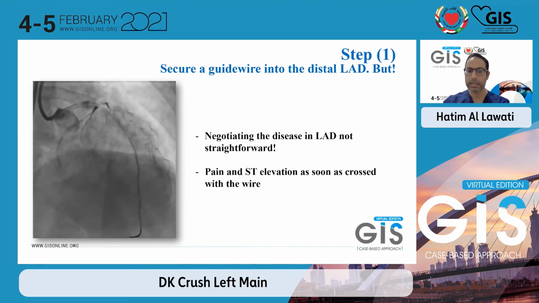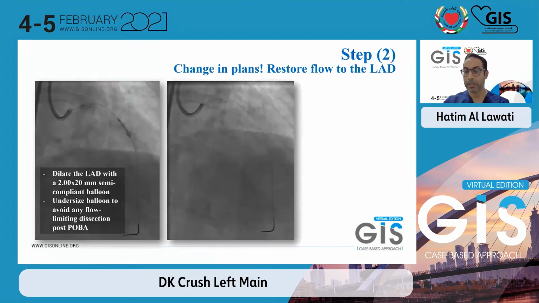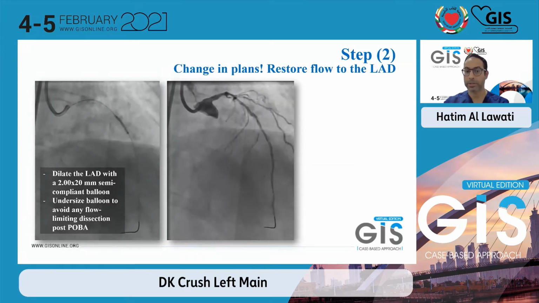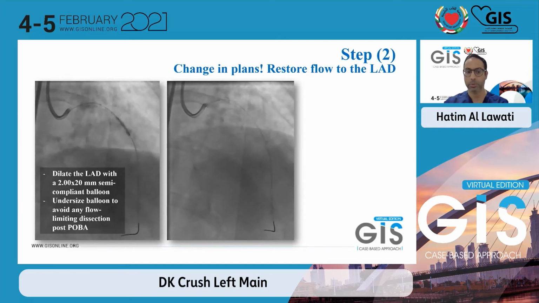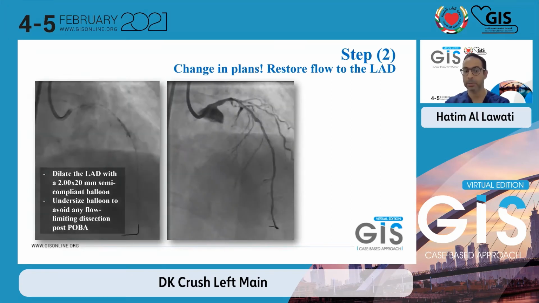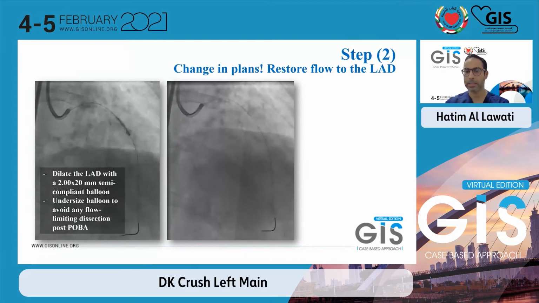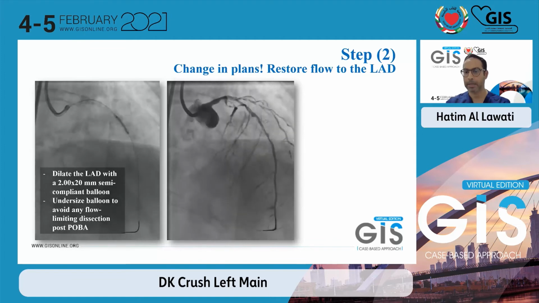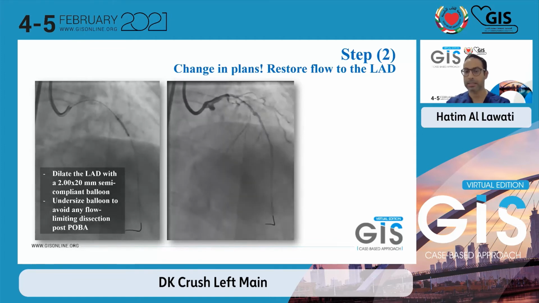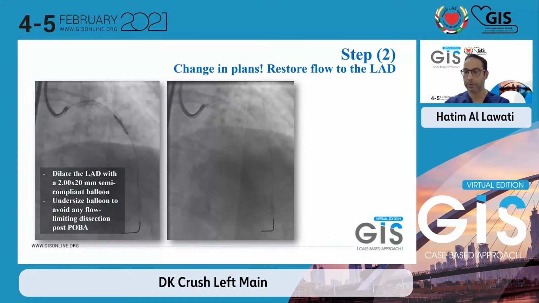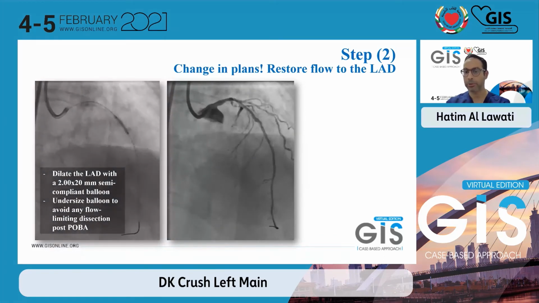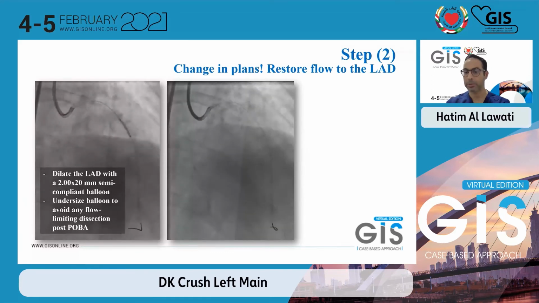And therefore, our strategy changed a little bit, and we aimed to try and restore flow to that LAD. So we performed a gentle pre-dilatation with a 2.0 by 20 millimeter semi-compliant balloon. We deliberately undersized the balloon, hoping that we won't result in significant flow-limiting dissections in the LAD until we've finished treating the circumflex.